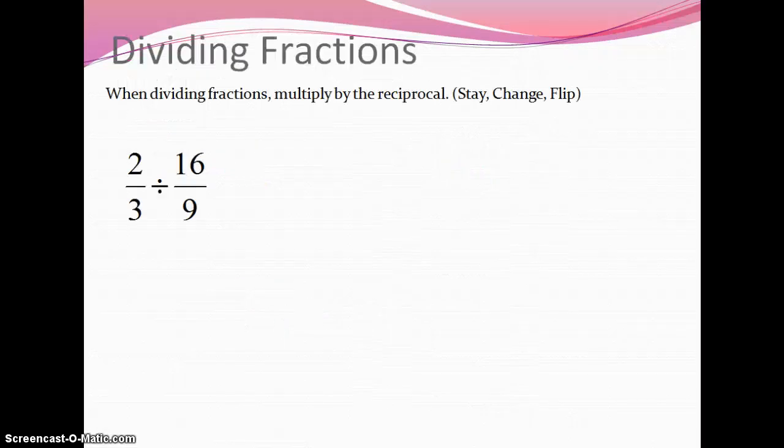Moving on to dividing fractions. When we divide fractions, there is a special rule we have to follow. When we divide fractions, we have to multiply by the reciprocal. Some of you know this as state, change, flip, or same, change, flip, something along those lines. So when I multiply by the reciprocal, I'm going to do just what it says in parentheses. I'm going to keep my first fraction the same. It's going to stay the same. My division sign changes to a multiplication sign, and I flip my second fraction. I flip it to the reciprocal.